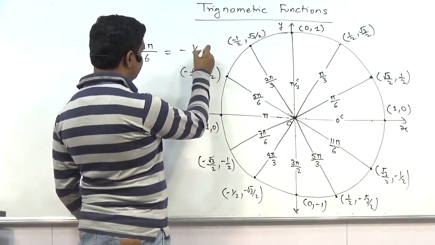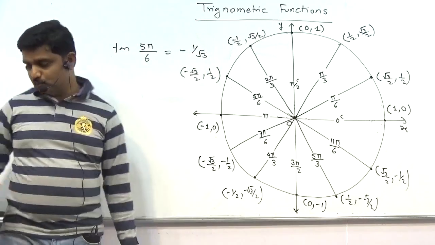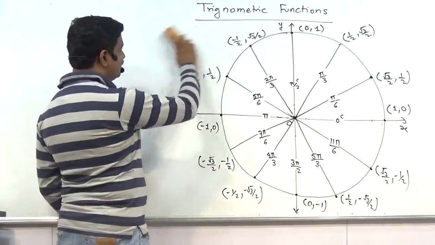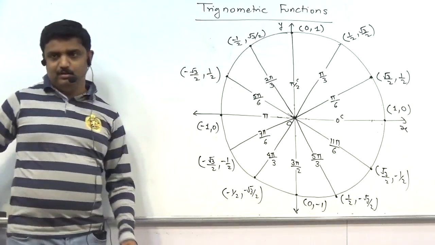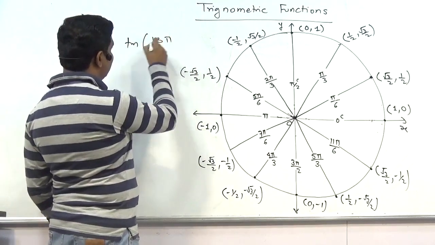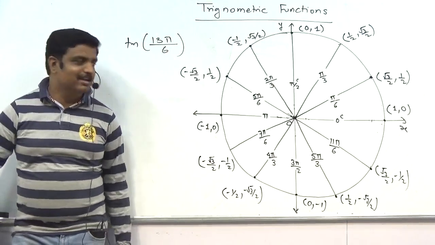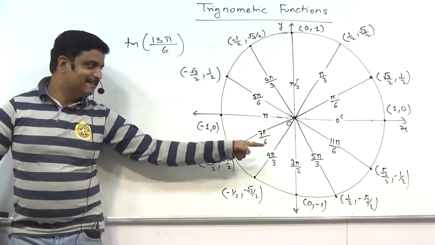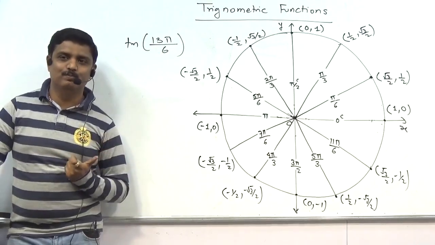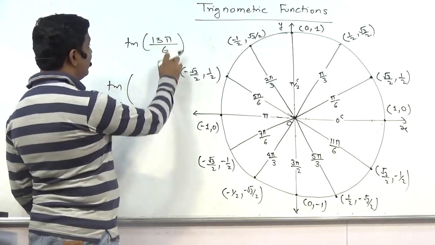It will be minus 1 by root 3. You can write trigonometric ratios of any angle in the multiple of 30. Agree with this? Okay. If someone asks you what is tan 13 pi by 6, then what we will do? We have done up to pi by 6, 2 pi by 6, up to 12 pi by 6, 2 pi. 13 pi by 6, what you will do? You will subtract 12 pi by 6.